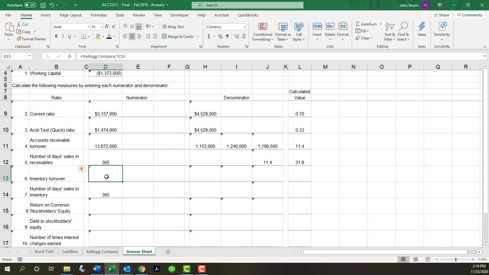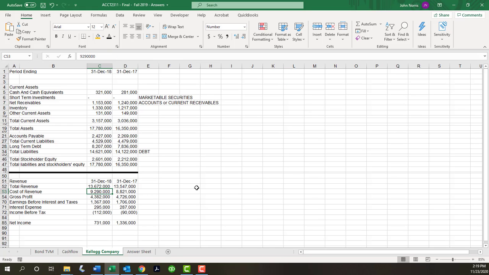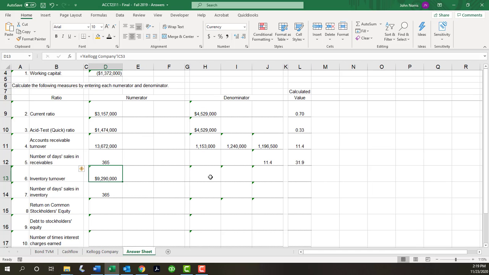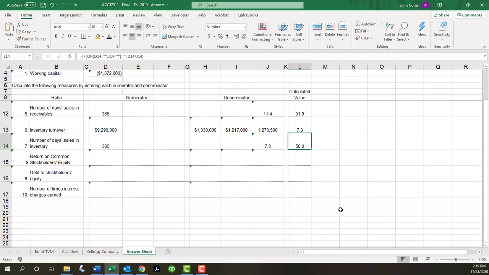Inventory turnover, the numerator is cost of sales. So cost of revenue, and that is related to inventory. And you take the inventory at the beginning of the year, add it to the inventory at the end of the year, divide it by 2, and you get 7.3, which becomes the denominator for number 7. So Kellogg's holds about 50 days of sales in inventory at any point in time.